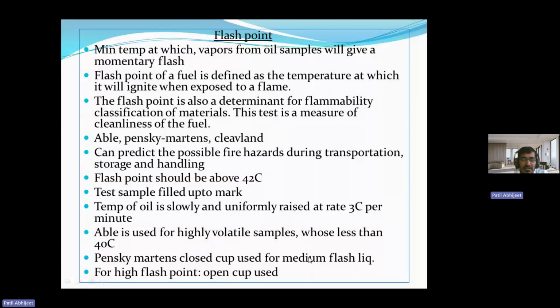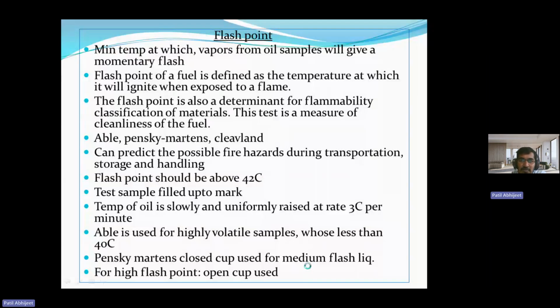So the flash point is the temperature at which the oil or petroleum fraction will ignite when it is exposed to a flame under the particular consideration. Three apparatus can be used: Abel apparatus, Pensky Martin apparatus, and Cleveland apparatus. Out of that, the Pensky Martin apparatus is the one most commonly utilized for this property.